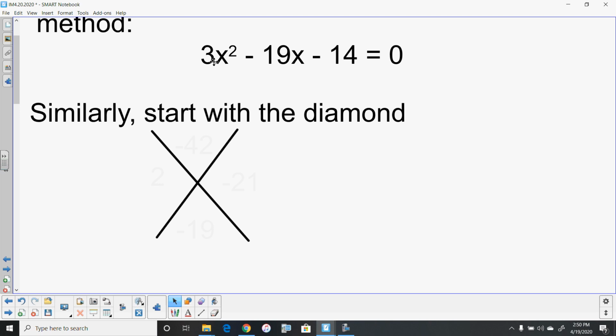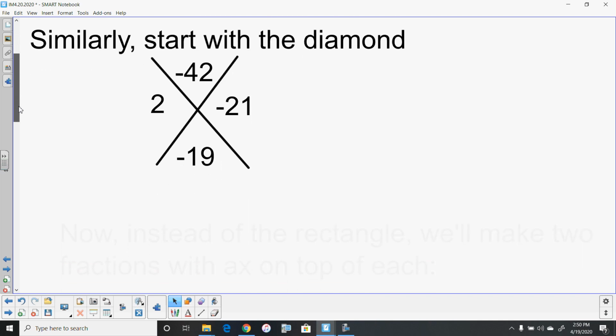I'm just going to do 3 times negative 14. Remember, in the last one, you did 3x squared times negative 14. I'm just going to multiply those coefficients and get negative 42. This middle term, the negative 19, is going to go in the bottom. Now I'm less concerned with x squareds and x's and more concerned with numbers. What multiplies to the top and adds to the bottom? In this case, it's going to be negative 21 and positive 2.